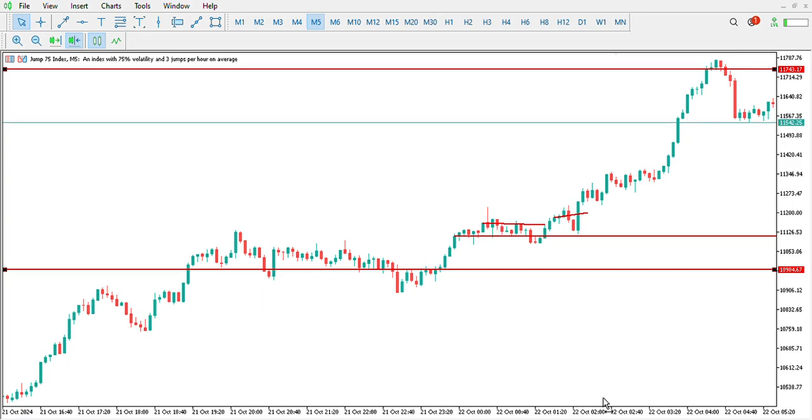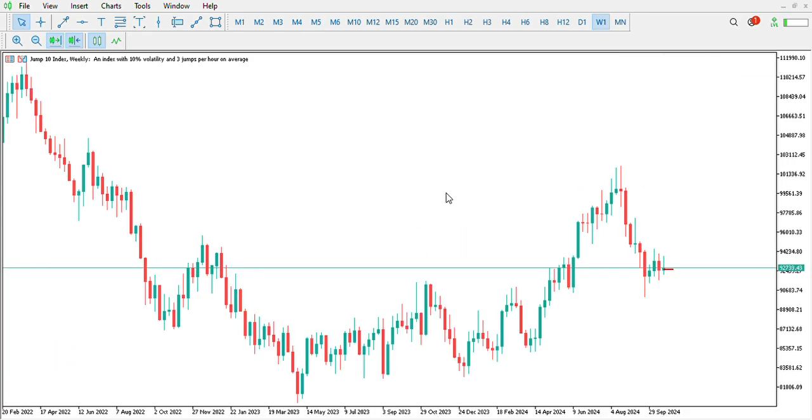Let me go to another market. Let me pick a random market, like Jump 10. Let me clear everything. We're just picking a random market, and I hope you are listening very keenly.